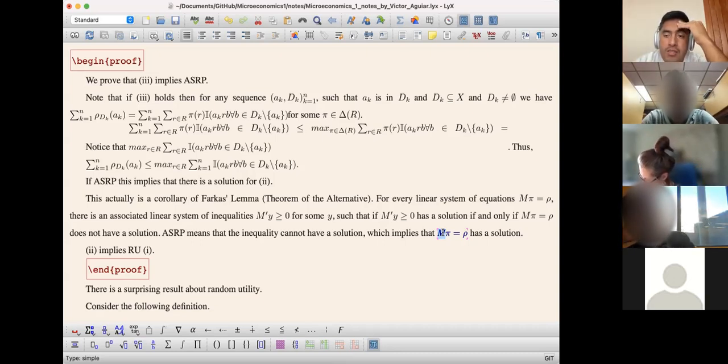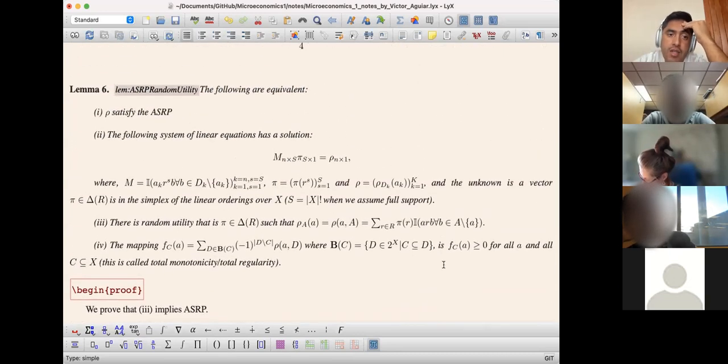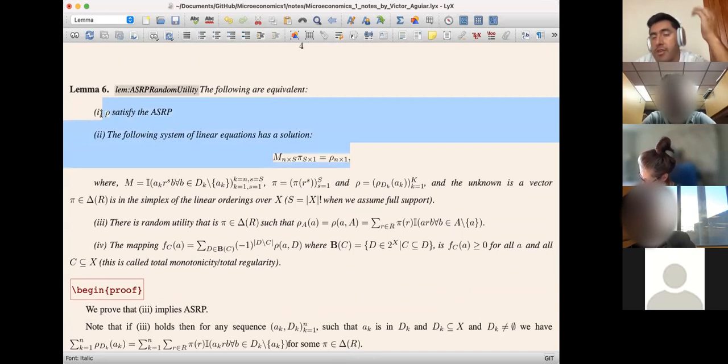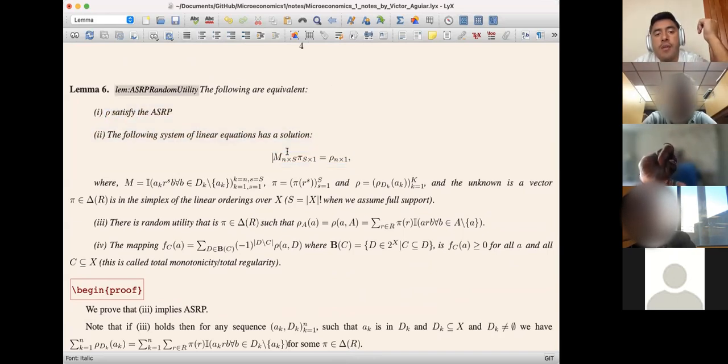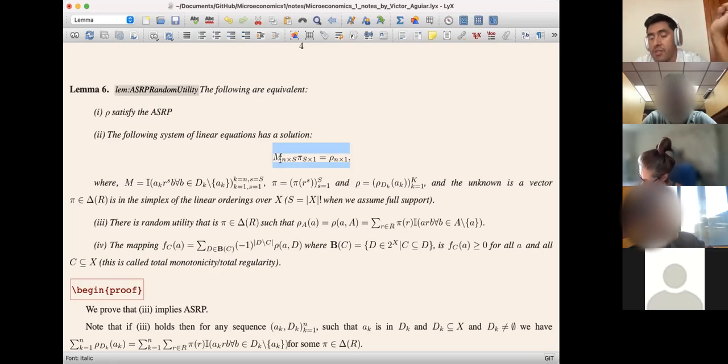So what the axiom of stochastic revealed preference is saying is essentially an application of this Farkas lemma, theorem of the alternative, for this case. So number 2 essentially says that random utility is a system of equations, right? So if the system of equations has a solution, then random utility holds and generates the data. Now, that means that there is an associated system of inequalities that won't have a solution. So the axiom of stochastic revealed preference is essentially guaranteeing that the system of inequalities does not have a solution, okay?